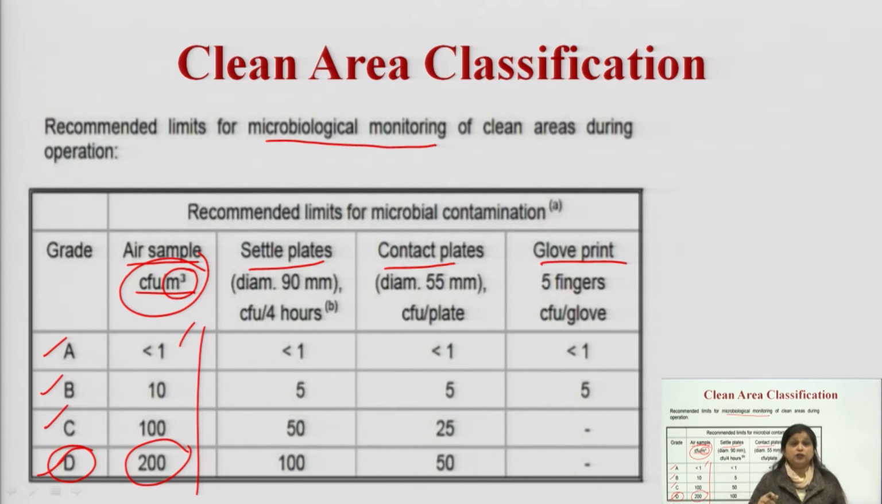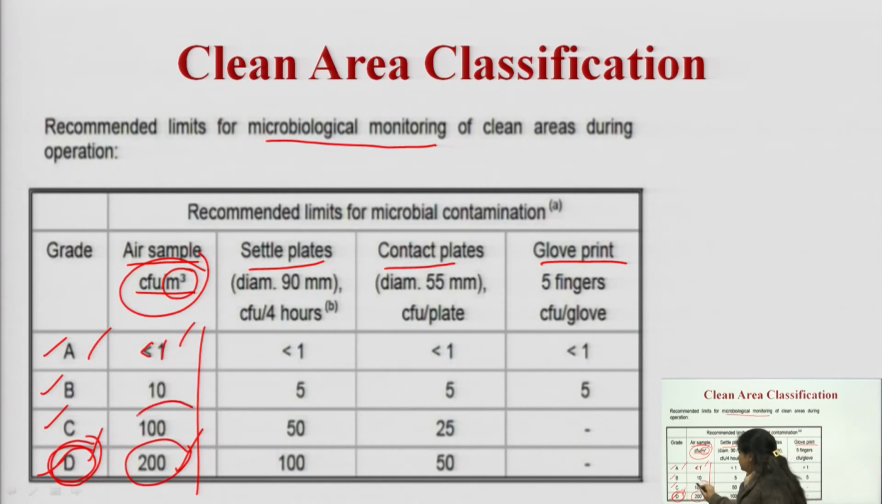If the number of colonies we see after 7 to 14 days within the Petri plate is less than 1, that area will be grade A. If the colonies are more than 200, then the area will be grade D. So if the count is less than 1, meaning no microorganism, that area will be grade A, and if the number of microorganisms is more than 200, that area will come under grade D, which is highly contaminated.